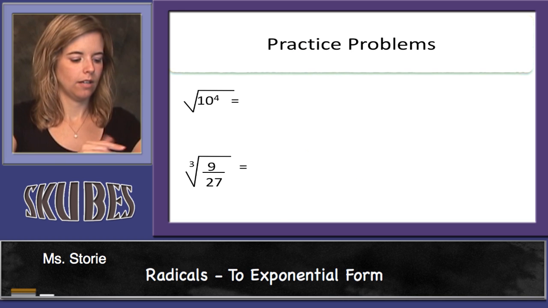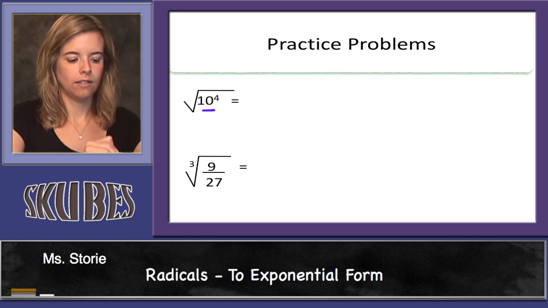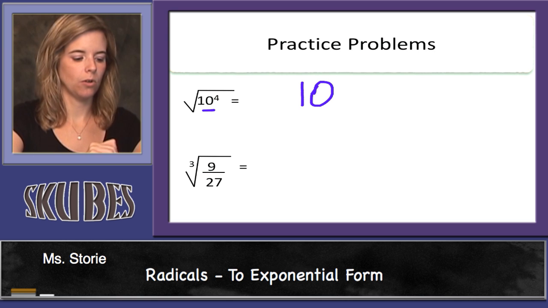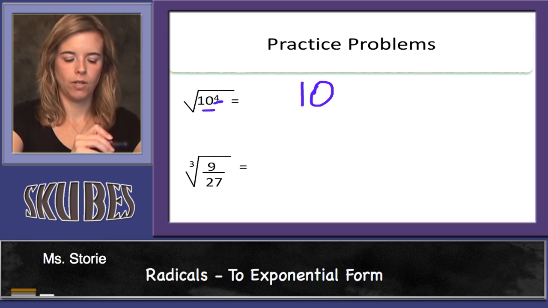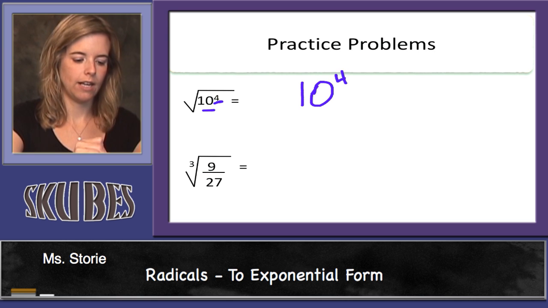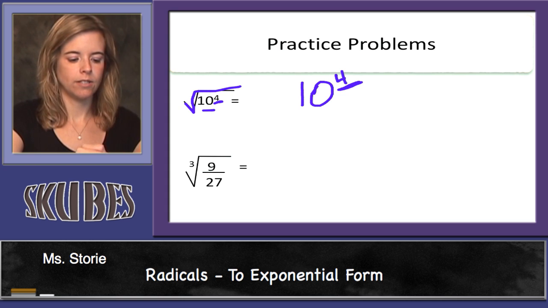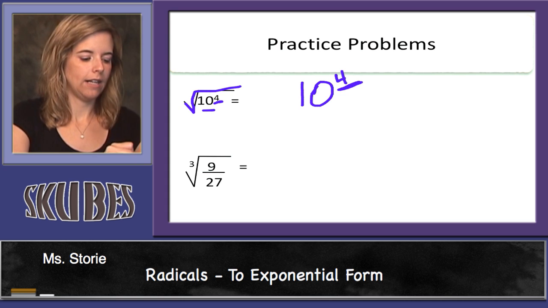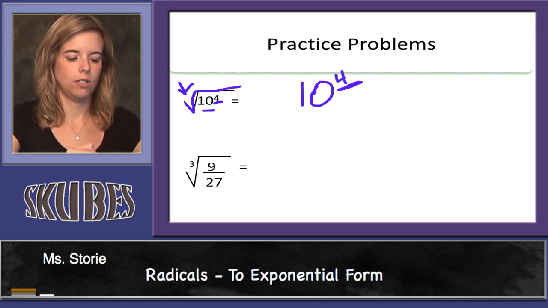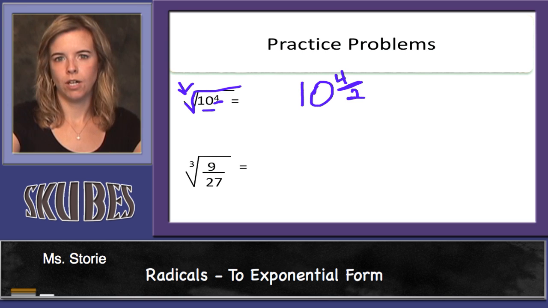So let's try it. I've got 10 is my radicand, so that stays the big base number. 4 is the exponent, and it stays attached to the 10 is the numerator. My radical sign turns into division for the exponent. And here we don't have an index, so it's assumed to be 2. So that becomes your denominator.